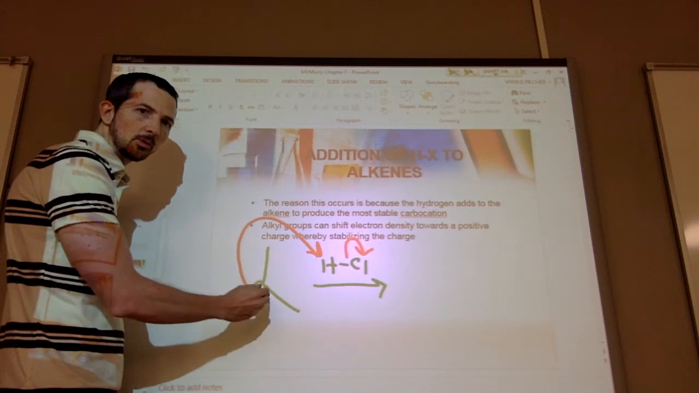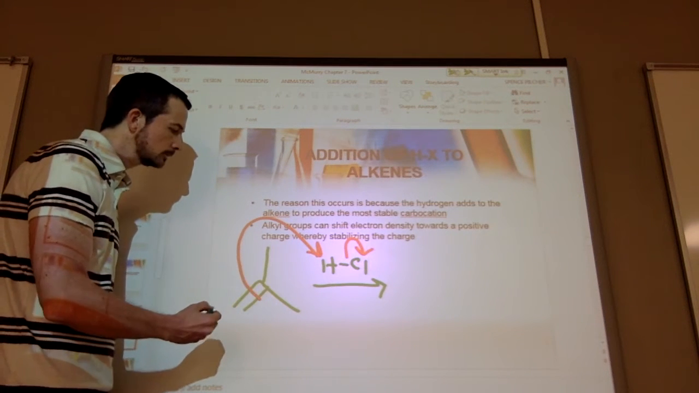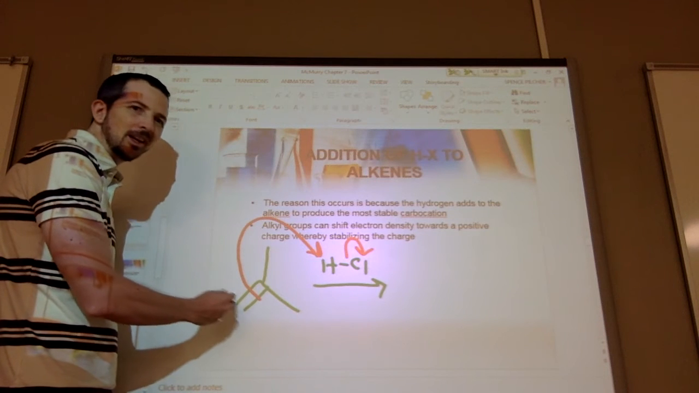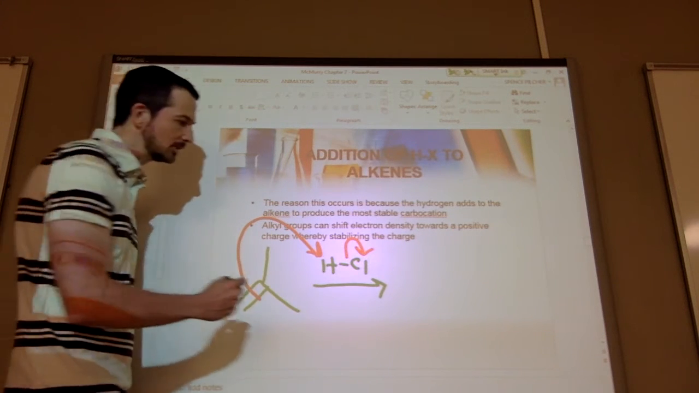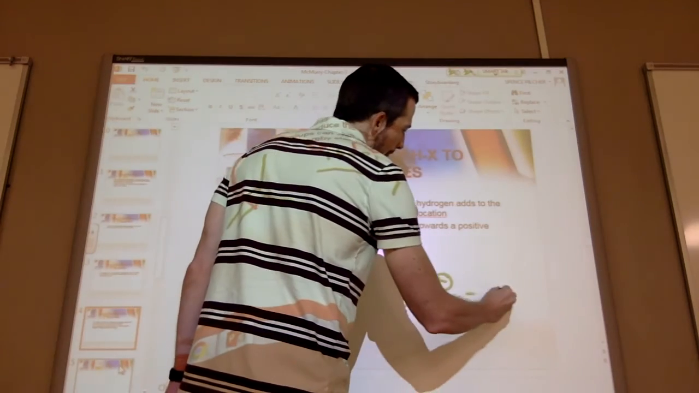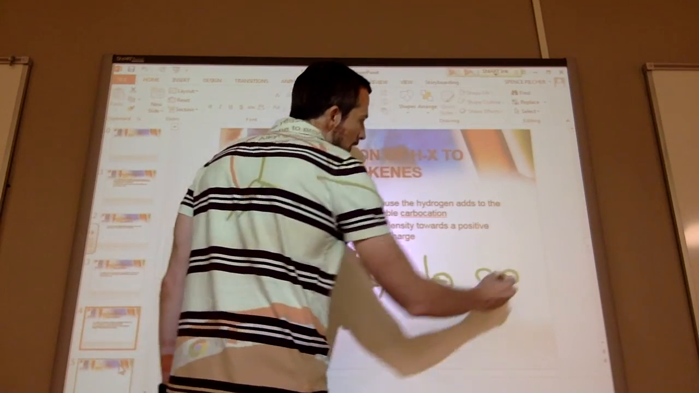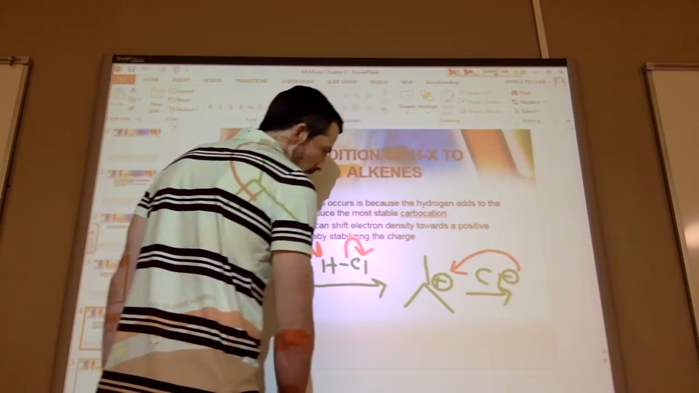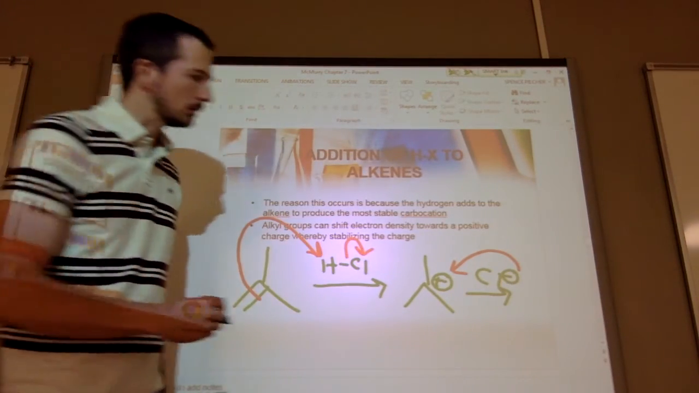You have three alkyl groups pushing electron density towards it, making it more stable. So that means the hydrogen goes to this least substituted position, creating a positive charge at that most substituted position. And then your chlorine can attach, and you get your butyl chloride.